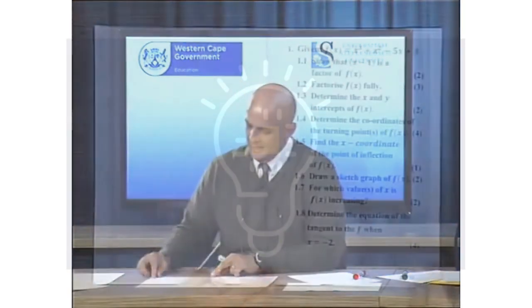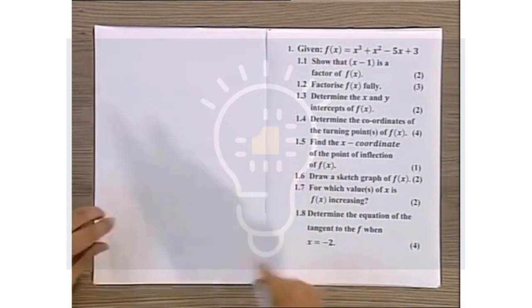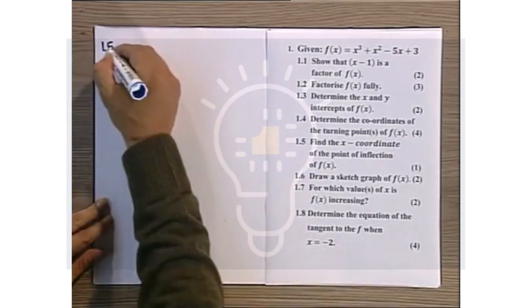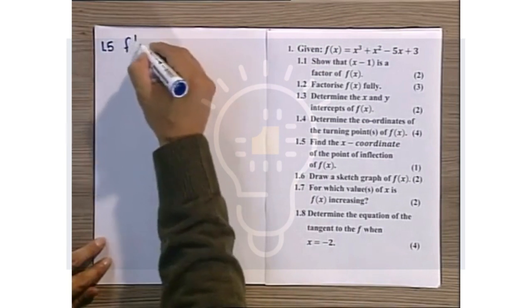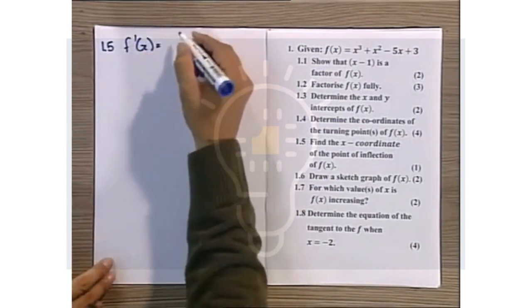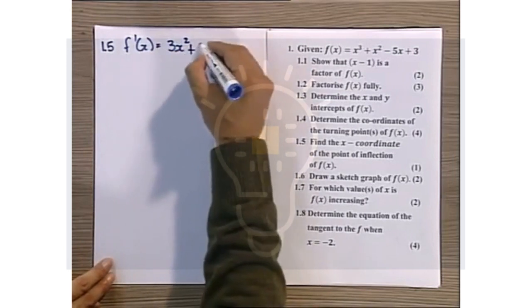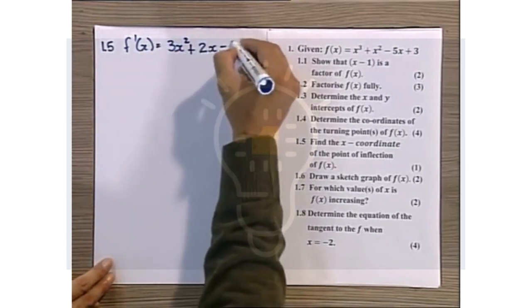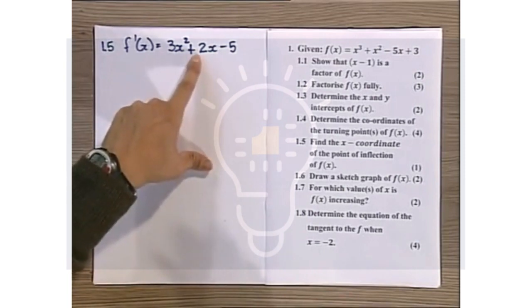Let's have a look at the next question. It says there, 1.5, find the x-coordinate of the point of inflection. Remember, what is the point of inflection again? It's a double prime. So f prime x equals 3x squared plus 2x minus 5. Agree with me? That is what we've worked out when we worked out the turning point.